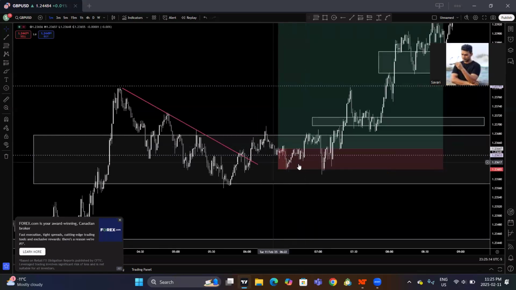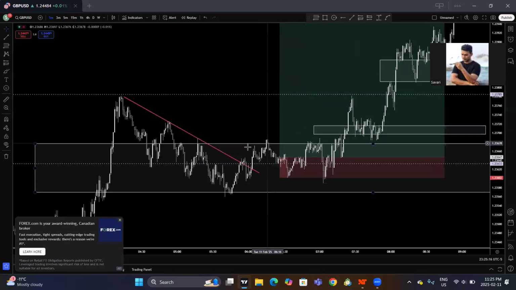I don't know exactly where I take that entry because I don't know the model. I just entered here and put the stop loss. I guess this is my stop loss. So most probably, okay, fine.